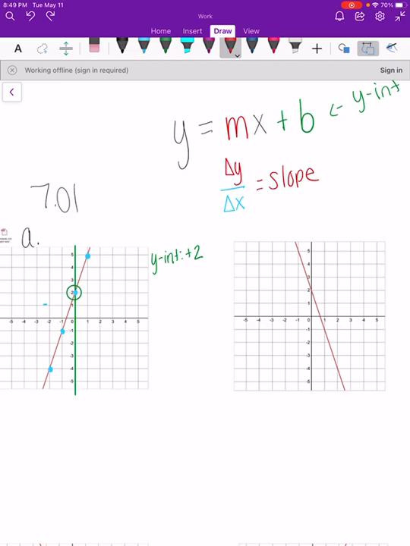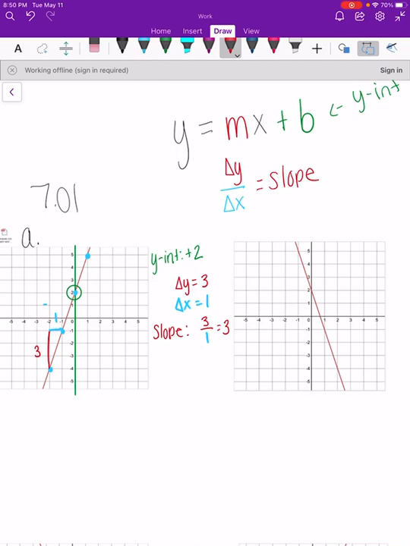And I want to find out how far up and how far over I have to go. So I'm going to go up or down first. I'm going up 1, 2, 3, and I'm going over 1. So my change in y equals 3. My change in x equals 1. So my slope is 3 divided by 1. And since it's 3 over 1, you can also just write it as 3.